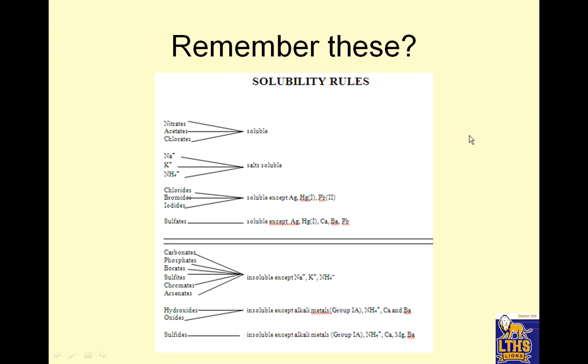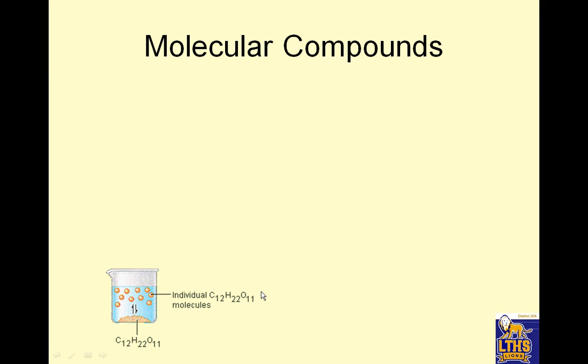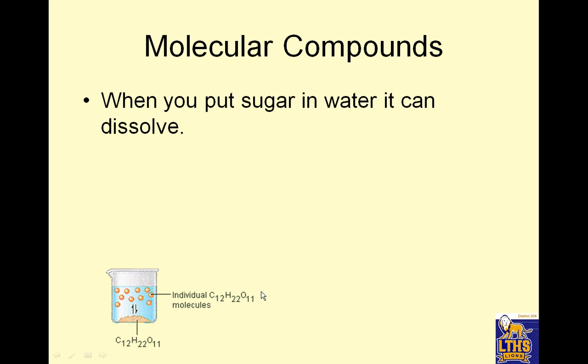But remember these? Solubility rules. We found out that lots of things are soluble and some things are insoluble. This is because soluble things are more attracted to the water than they are to each other. Insoluble things are more attracted to each other than they are to the water. So what's the difference between ionic and molecular?